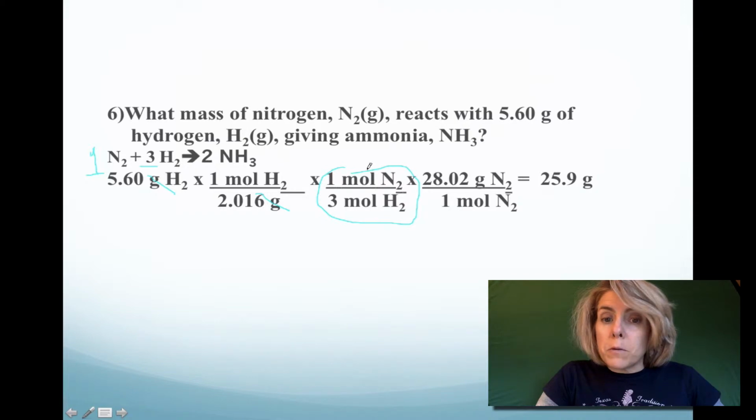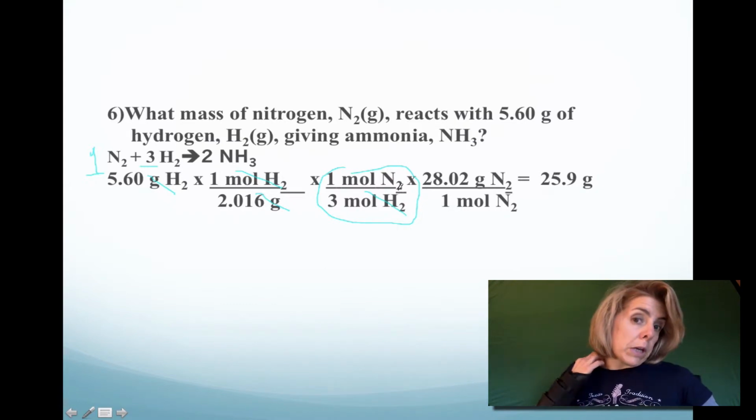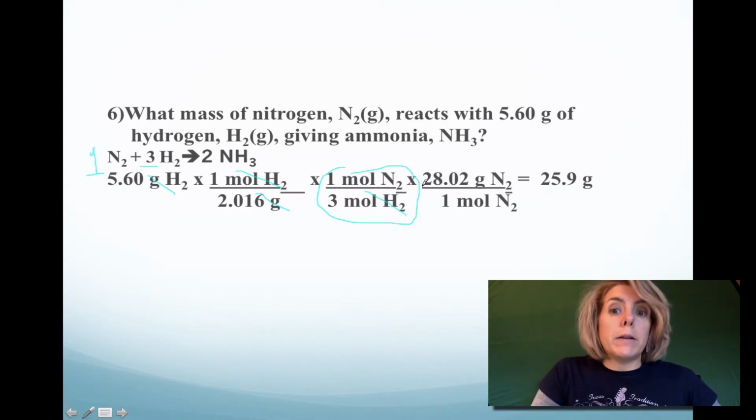Notice that the desired moles is on top. The one we're trying to cancel out is on the bottom. But we're not done. That would convert it to moles of nitrogen. We want mass of nitrogen. So notice that we multiply it by the molar mass of nitrogen, and it's N2. Okay, don't do it just by 1 nitrogen. And that gives us the mass of nitrogen.